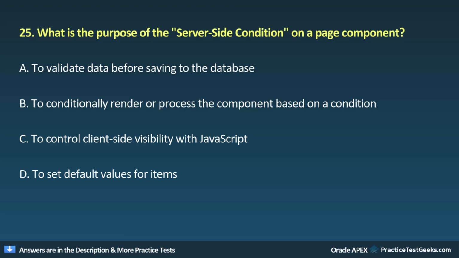A. To validate data before saving to the database. B. To conditionally render or process the component based on a condition. C. To control client-side visibility with JavaScript. D. To set default values for items.